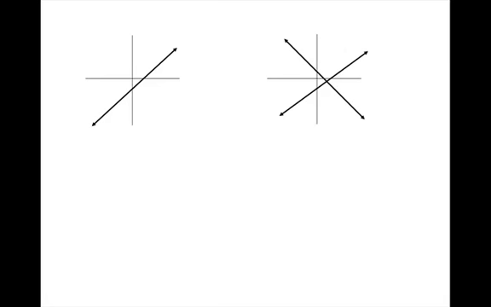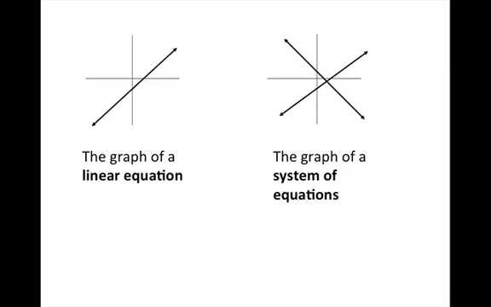So in the first graph, we've just got the graph of a single linear equation. The second shows us the graph of a system of equations. With a single equation, the solution is every point on that line. With a system of equations, the solution is the point that those two lines have in common.